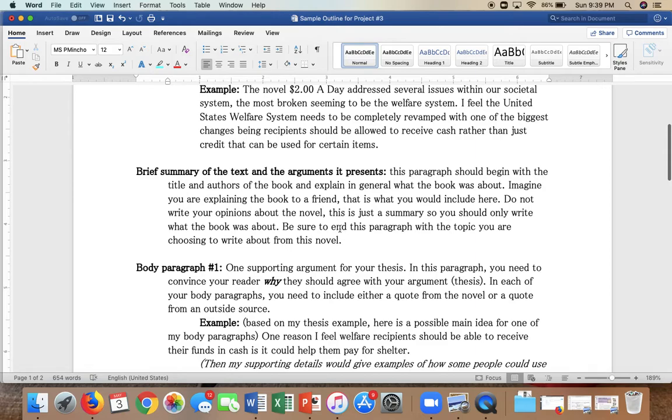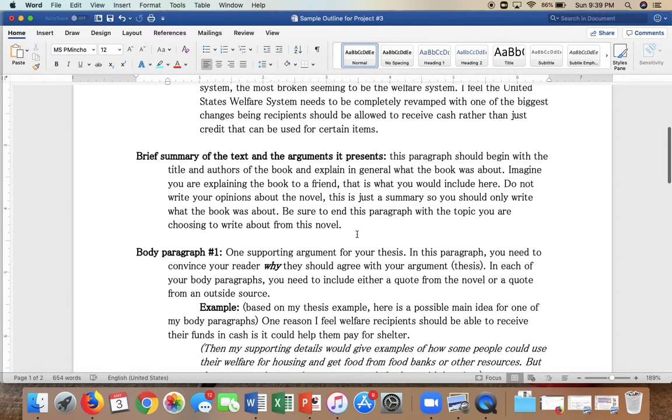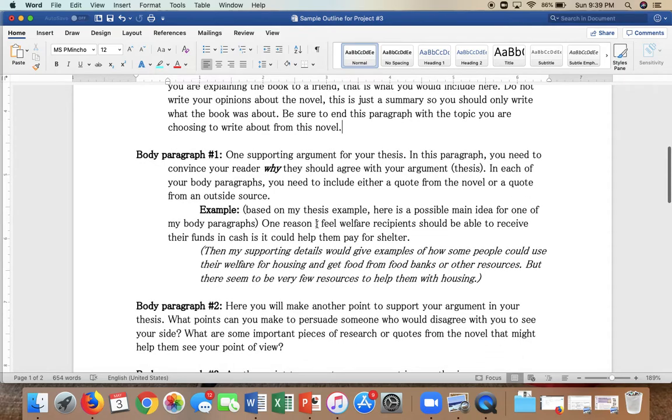Then at the end of this paragraph, you're going to want to segue by bringing in your specific example again from your thesis. So again, I might say something like, explain the book, and then end with something such as, while many of these issues that were brought up in the novel are pressing, I feel the most pressing issue is that of the welfare system. That just reintroduces the argument you're making and transitions us to your body paragraphs.